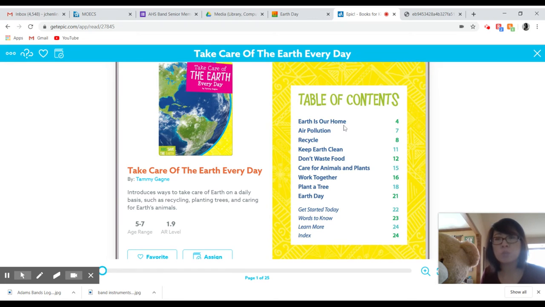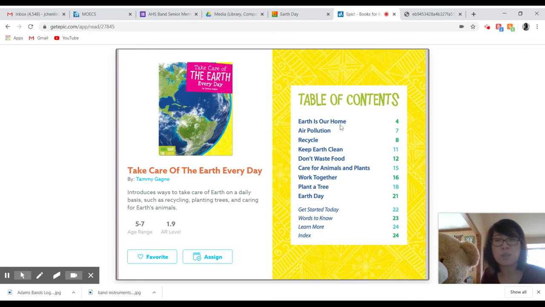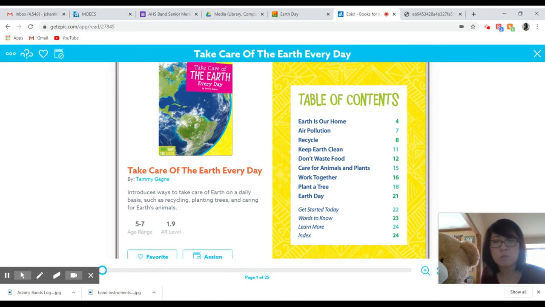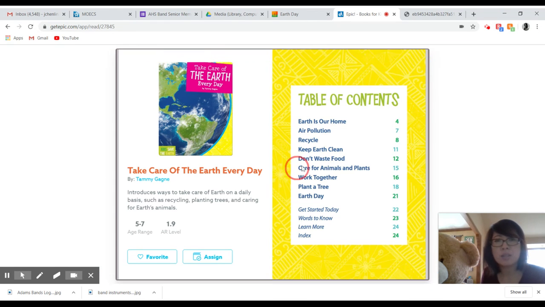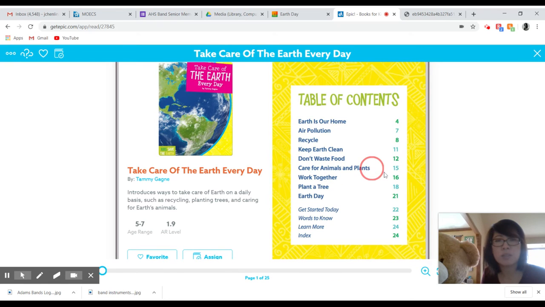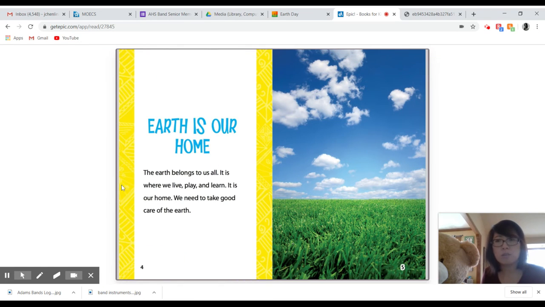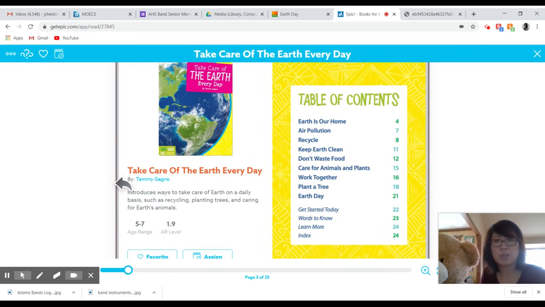So let's say I open this book about how to take care of the earth, but I really just want to focus on how to take care of animals. So I can look at my topic list, and I can go to this section right here that says care for animals and plants. And I can see that that's on page 15. Okay, so I don't have to read anything else. I can just skip right to that page.